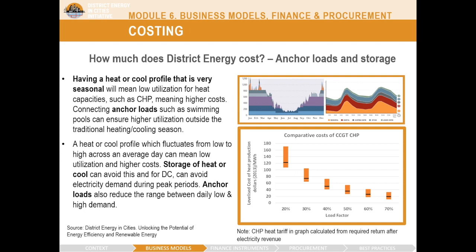Storage of heat or cool can avoid this, and for district cooling can avoid electricity demand during peak periods. Anchor loads can also reduce the range between daily low and daily high demand.